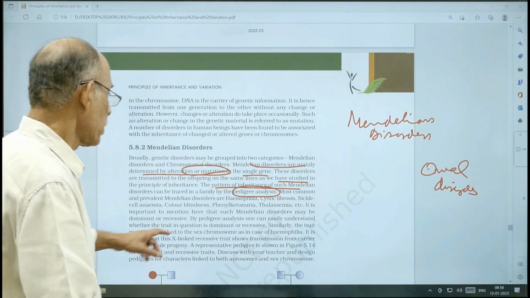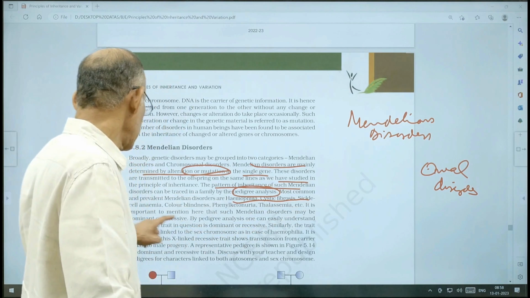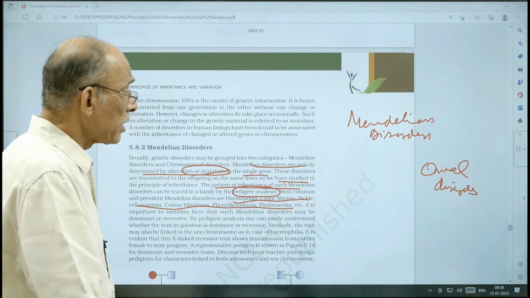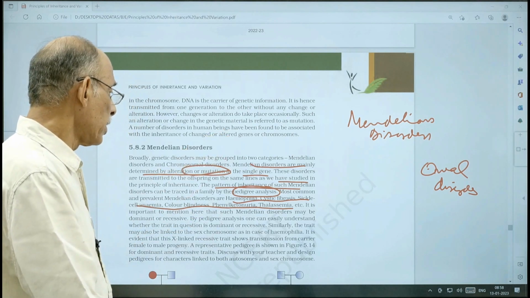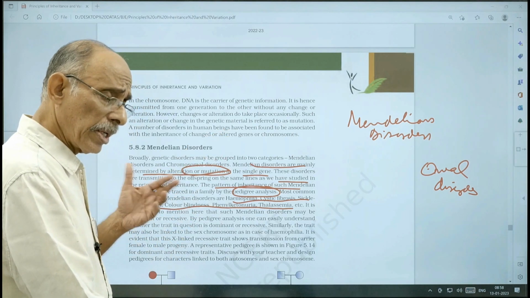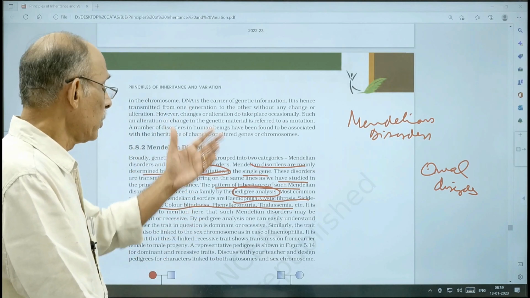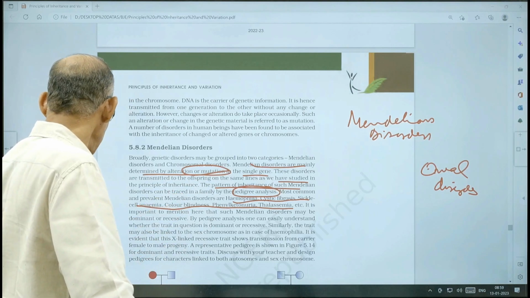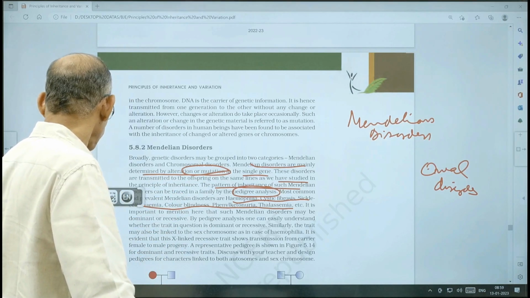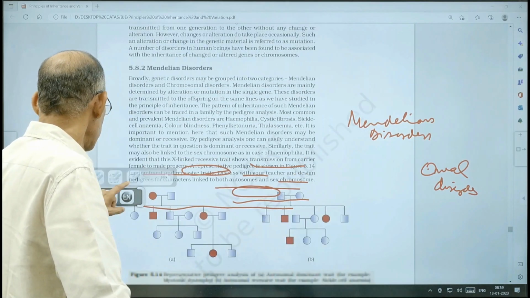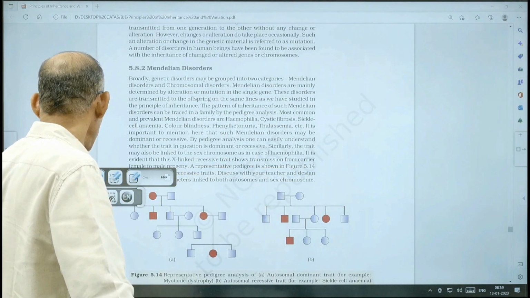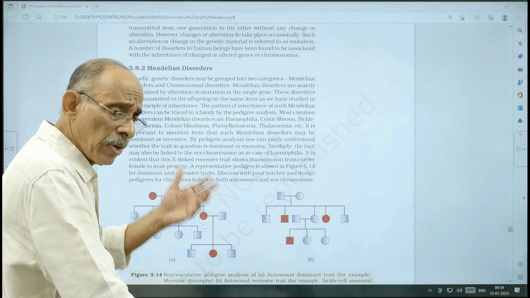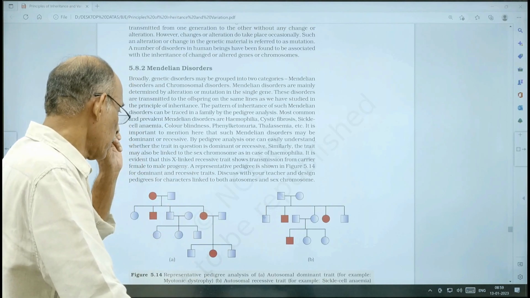The most common examples are hemophilia, cystic fibrosis, sickle cell anemia, color blindness, phenylketonuria, and thalassemia. Whereas chromosomal disorders are due to excess or decrease of one or two chromosomes. We'll study that later, after these Mendelian disorders. Mendelian disorders can be dominant or recessive. It is changes in the genes, so it can be dominant or recessive, or it can be autosomal or on the sex chromosomes.